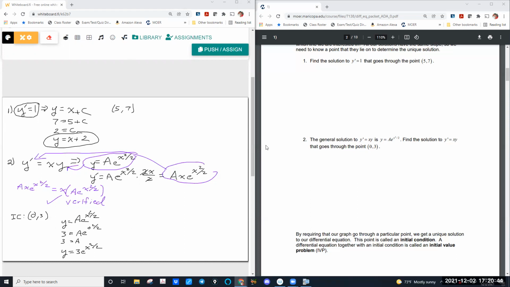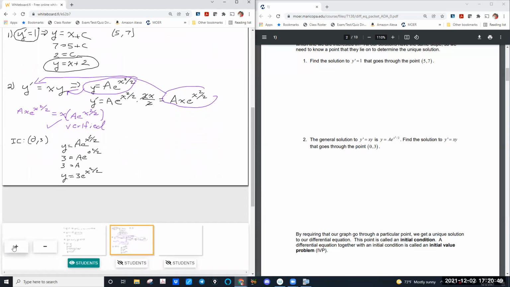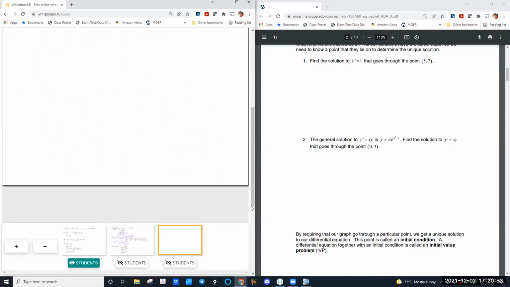All right. Moving on. So what we're doing here is we're starting off basic with stuff we're already familiar with. We're familiar with antiderivatives, and we're building our knowledge from there.